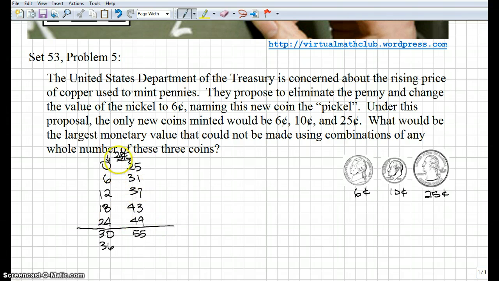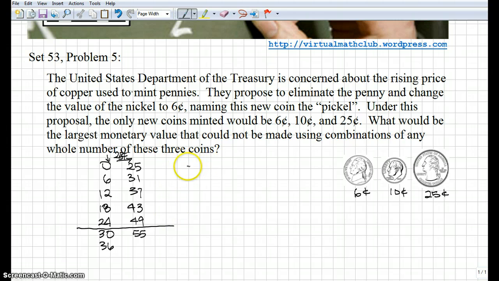And you can see that with the combination of 6 cents and 25 cents, using some number of nickels and 1 quarter, we can get anything ending in a 0, a 1, a 2, a 3, a 4, a 5, a 6, a 7, an 8, or a 9. So if we just look at the units digits, we can figure out what's the biggest value we can make.